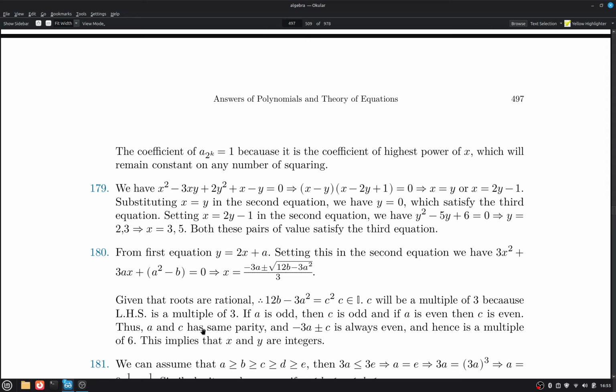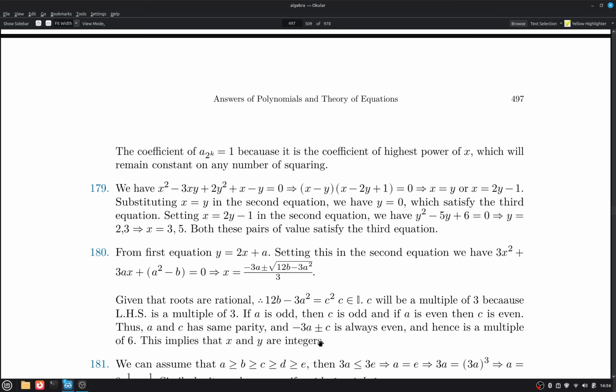This should be 'have'. And minus 3a plus minus c is always even. So suppose a is even, then c is even, so this becomes even. If a is odd and c is odd, then odd plus odd is even and odd minus odd is also even. And therefore, it will be a multiple of 6. This implies that x and y are integers.